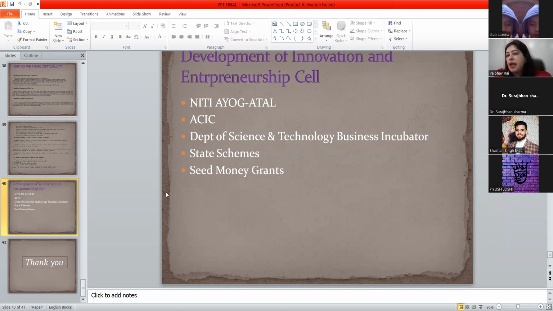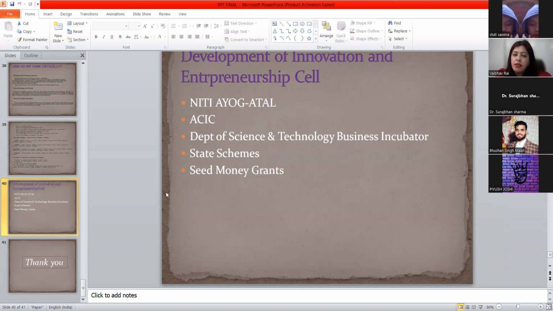Then we have the seed money grants. Please understand, seed money grants can be at a central level or at a state level. At the central level they are different, and at the state level they are different. Right now, under Startup India, there is a fund called the Seed Money Fund, which can give you a grant up to 1 crore for startups. Depending upon how your startup is, you can get a lot of funding. All these facilities are being provided by the Indian government for the sole purpose that they want you to become a job giver rather than a job seeker.